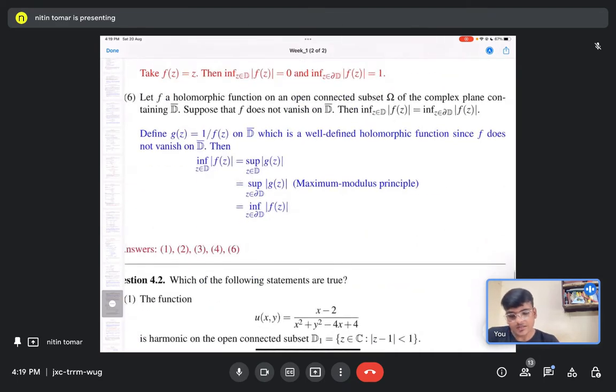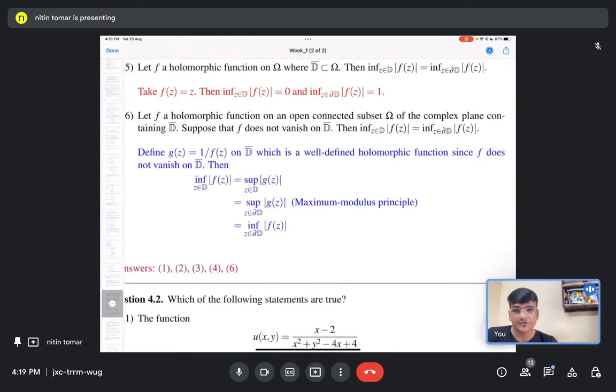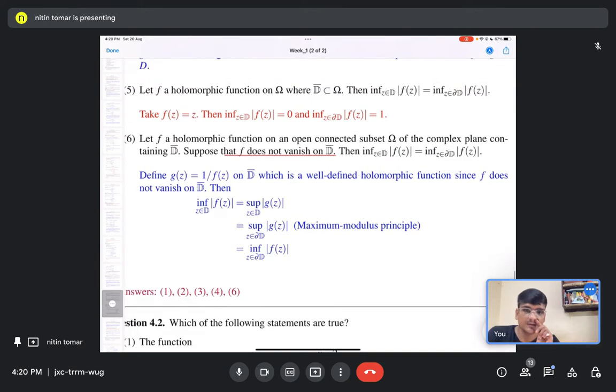Now, the same question is asked again, with the condition that f does not vanish on D bar. Note that in question number 5, the same question was asked, except without the condition that f does not vanish on the closed unit disk. Now what do we do with this information? Remember that in part 5, the example that we constructed was vanishing on D bar, right? At z equal to 0, it was vanishing. So this example we cannot take in part 6.